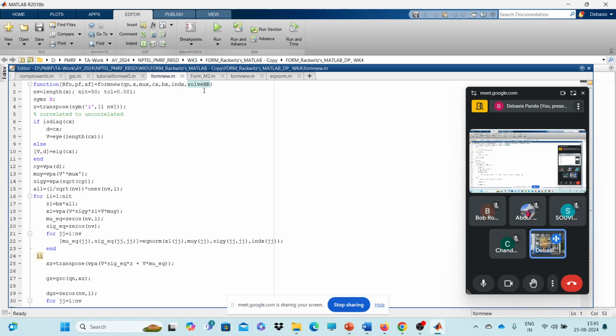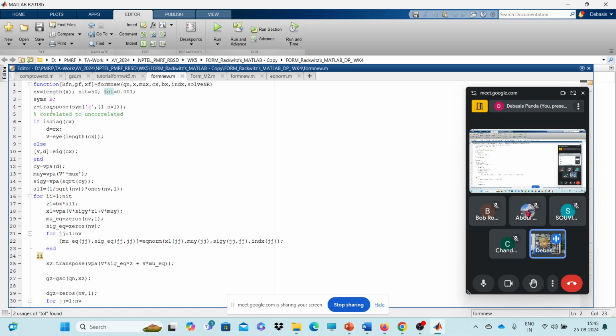Okay, so this is my input. Now I need to define the length of my random variables, the number of iterations to perform, and the tolerance. I have provided a tolerance of 0.001. So here you can control how many iterations you need to make, and how much tolerance you need to provide to stop the iterations.